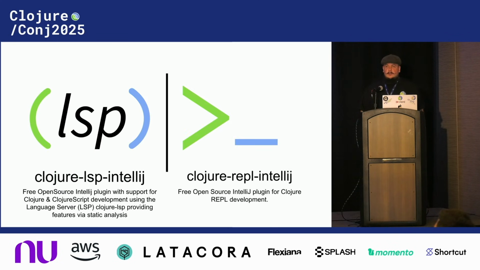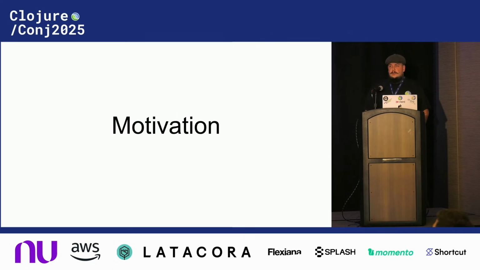Today I will talk about the Clojure LSP IntelliJ and Clojure REPL IntelliJ. They are two free and open source plugins to add support for Clojure on IntelliJ. They are made by me and Eric Dallo. I will start with the motivation: why create an IDE plugin?